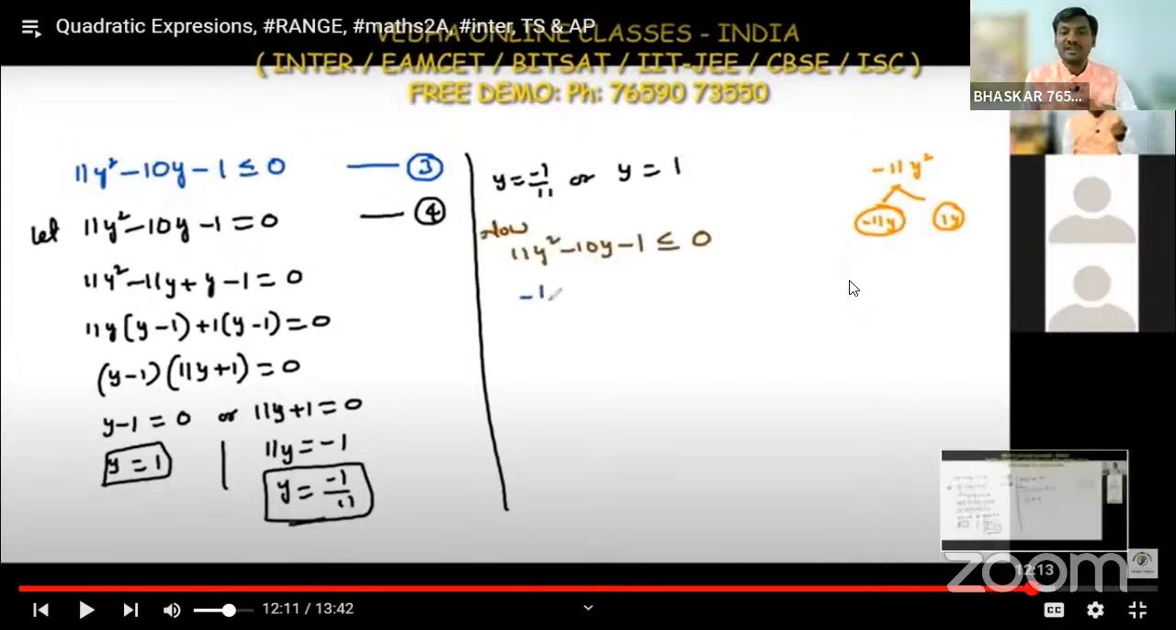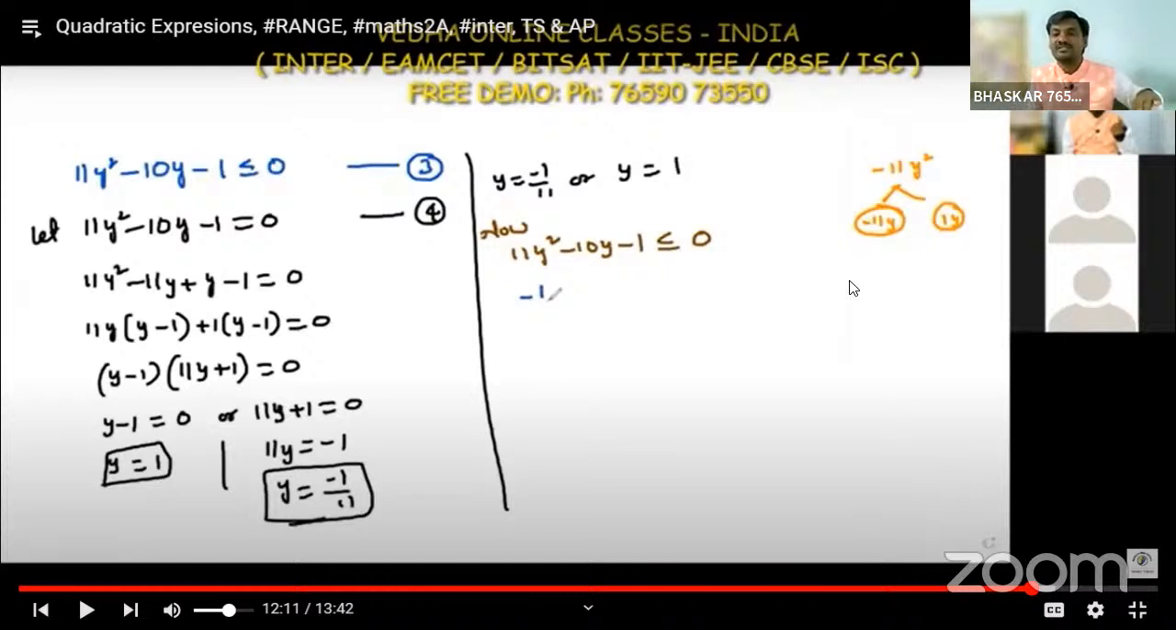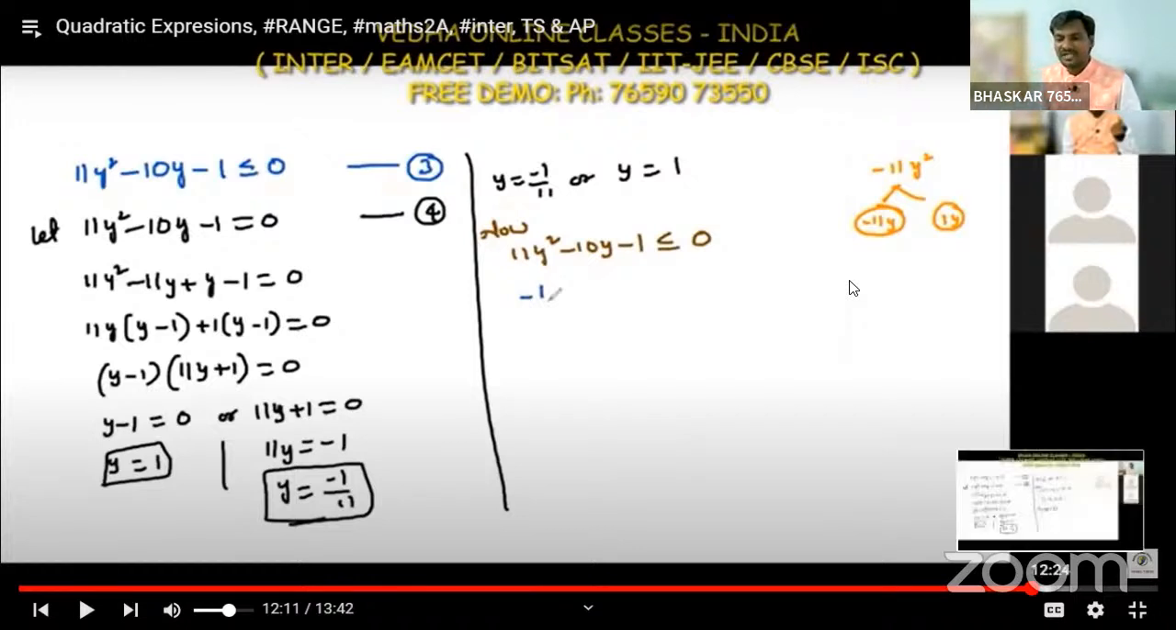Okay, so that's why I have written minus 1 by 11 as the smaller value on the left side, and y is equal to 1 is the bigger value. Always, negative values are smaller than the positive values. Very simple. Okay, and fractions also.